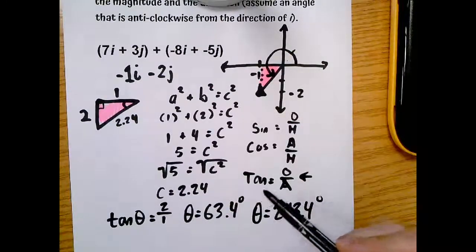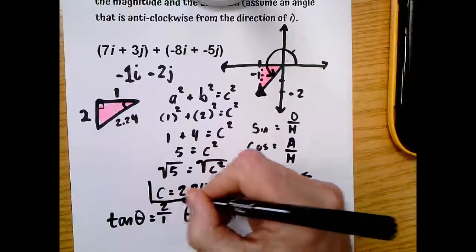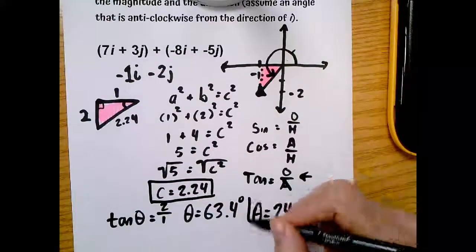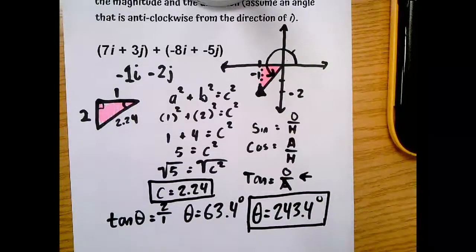So that makes sense. Now if you look at this paper, I got a lot of great calculations, a lot of great work. But I want my teacher to find my answer. So I'll go ahead and box these up. All right, there's my magnitude. There's my angle measure. And there you go. That's great work and good job.